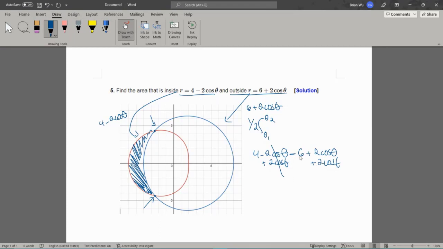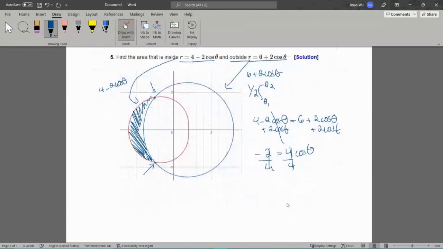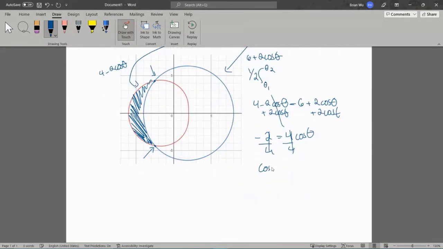Right, and then you're going to get this one over. I think it should be, let's see, 6 minus 2 equal to 4 cosine theta, and then divide by 4, 5 by 4. You're going to get cosine theta is equal to -1/2. And so you want to find what angles has my cosine equal to -1/2.